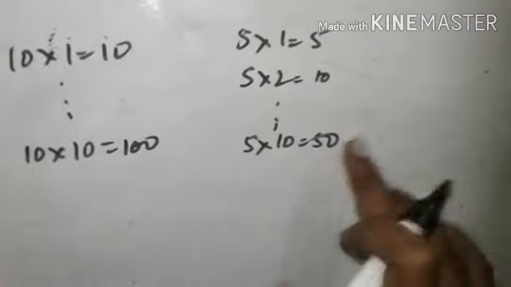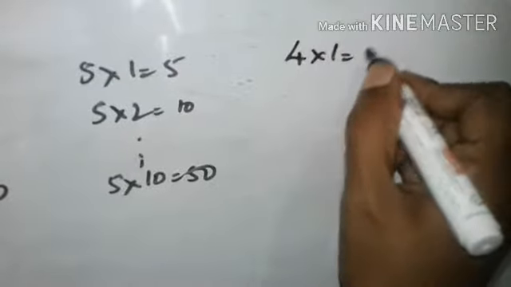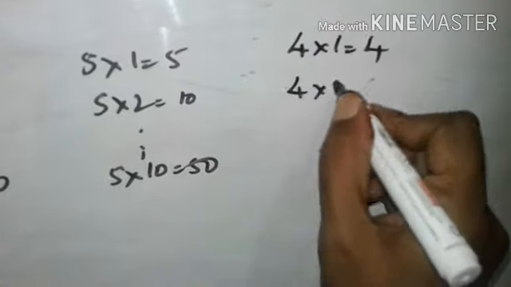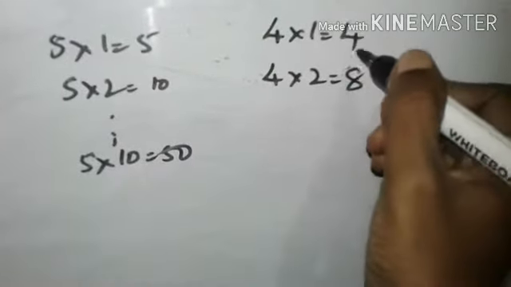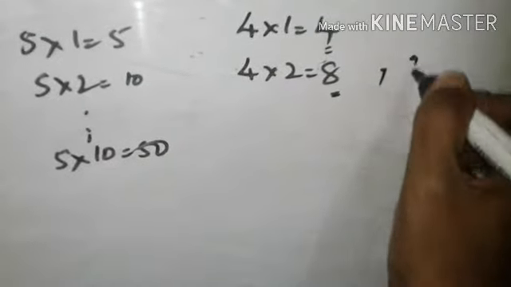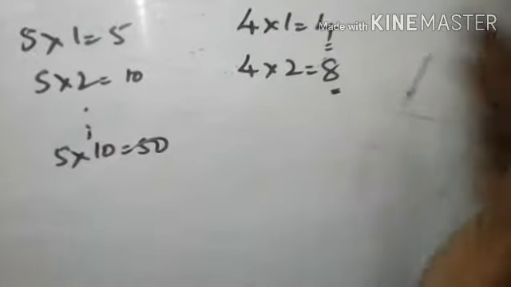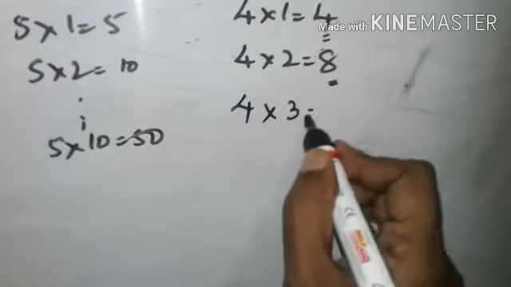Then after this, the table starts from 4. 4 into 1 is 4, 4 into 2 is 8. So the student indirectly knows that only even numbers come there. There is no place for 7, there is no place for 9. Okay, so odd numbers have no place at all, because the 4 table is the double of the table 2. So that is 4 into 3 is 12.